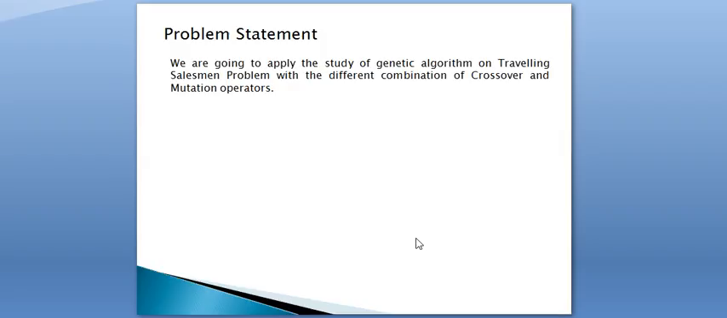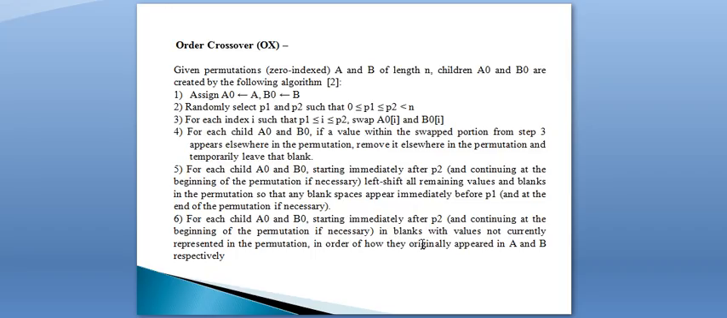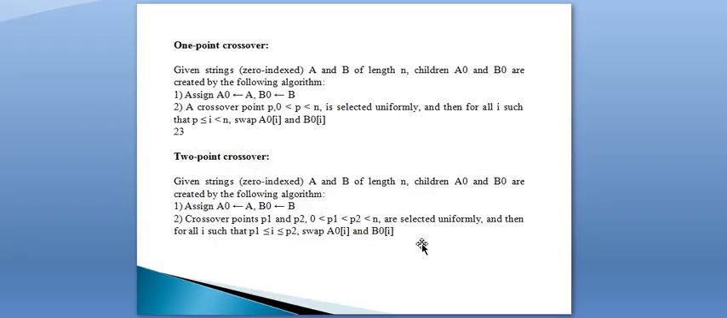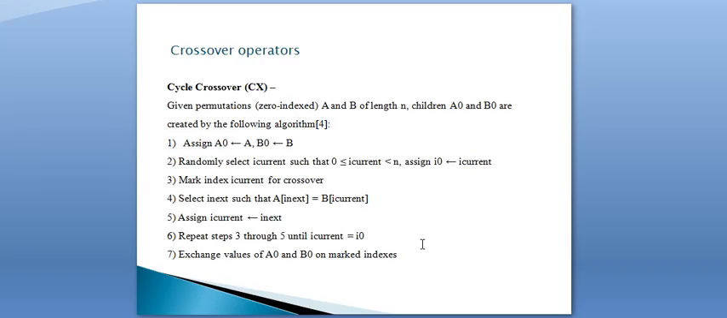Now you can see these are the crossover operators. There are numerous crossover operators like cyclic crossover, ordered crossover, partially mapped crossover, one point crossover, and two point crossover. There are many more, but we have chosen to talk about only these five, because we are just going to explain the logic, not the whole process. So we begin with crossover operators.